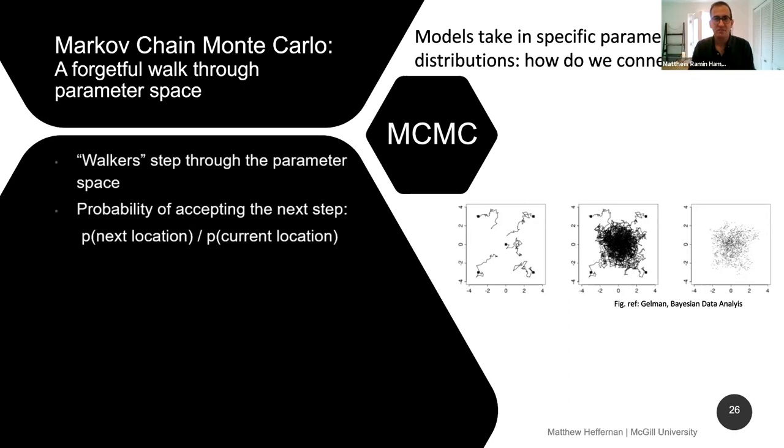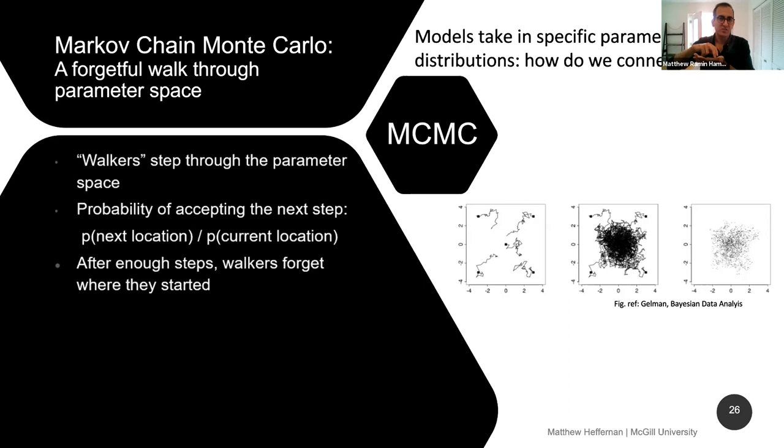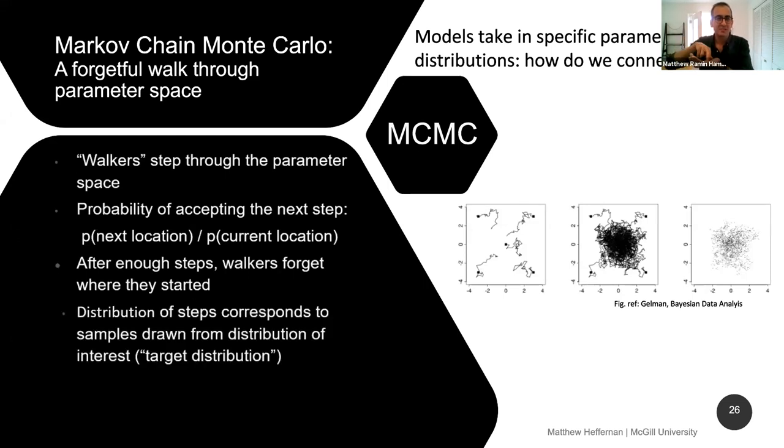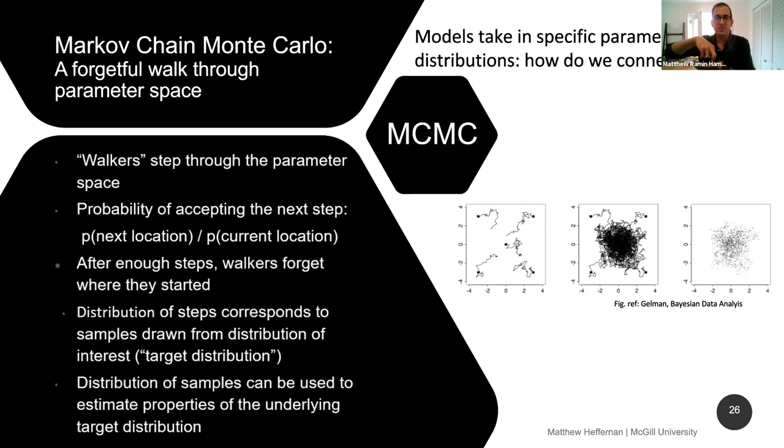I won't get too much into the details of Markov chain Monte Carlo, but I will provide some additional material if you're curious. So after enough steps, these little walkers who don't have great memories forget where they started. And once they've forgotten where they started, they start walking randomly, but not just randomly, their steps correspond to samples drawn from the distribution of interest of your Markov chain Monte Carlo. This is called your target distribution. And so once they've started walking according to your target distribution, this distribution of samples can be used to estimate properties of your underlying target distribution.